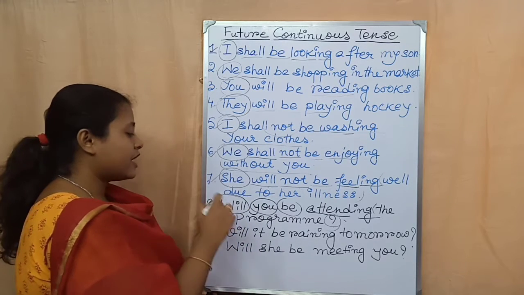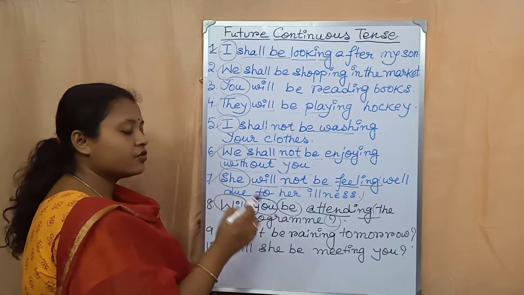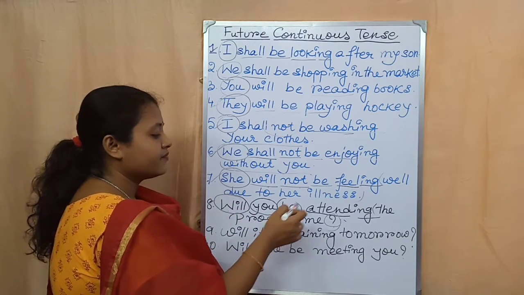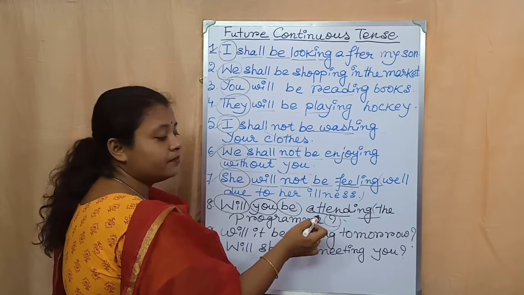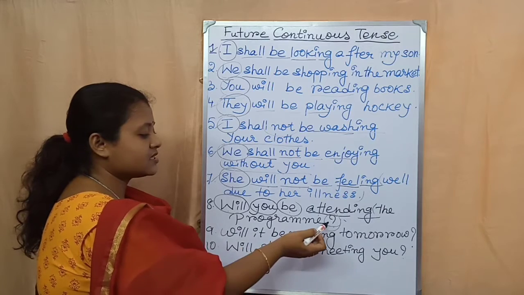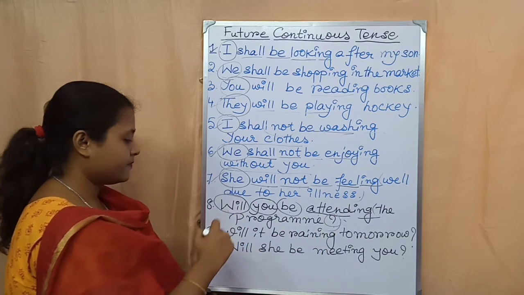So what is the rule? At first you have to write shall or will. Then the subject, then be, then the main verb, the present form of the main verb, then ing, then the rest of the sentence, and then the question mark.